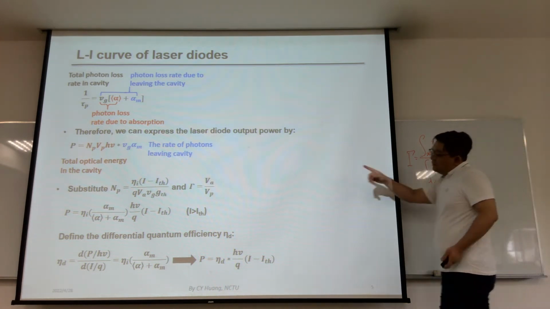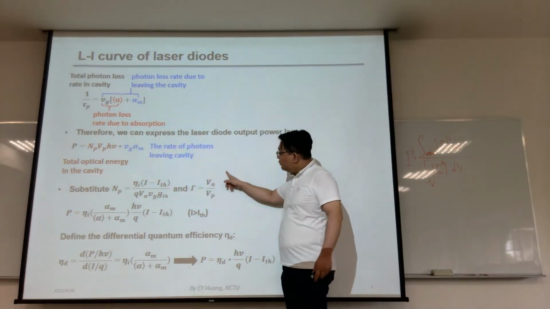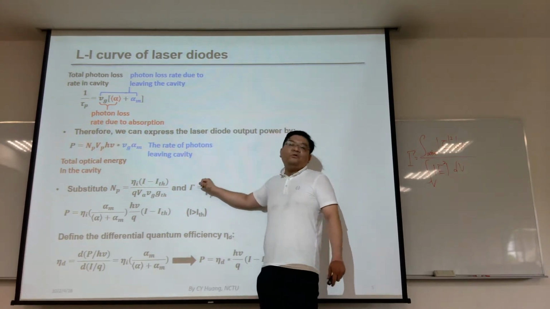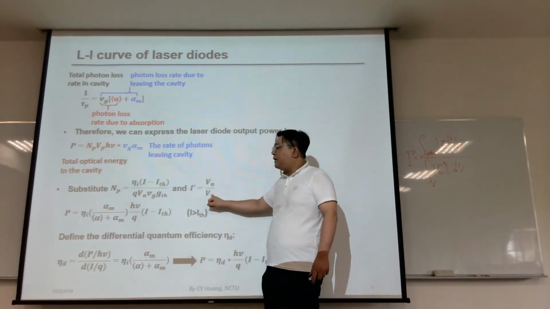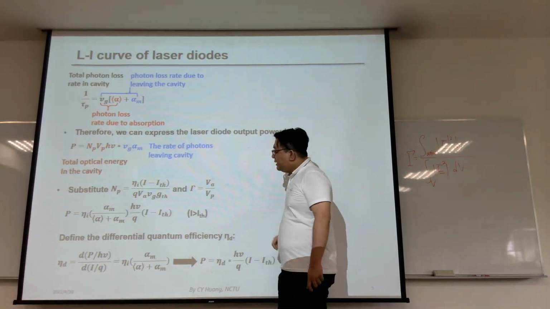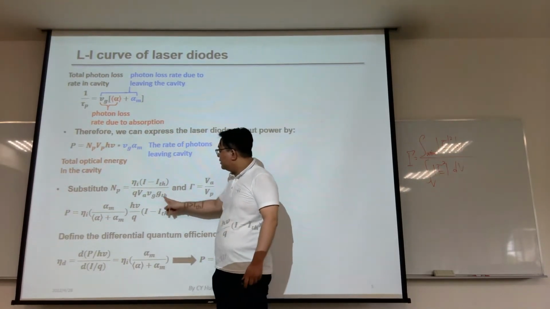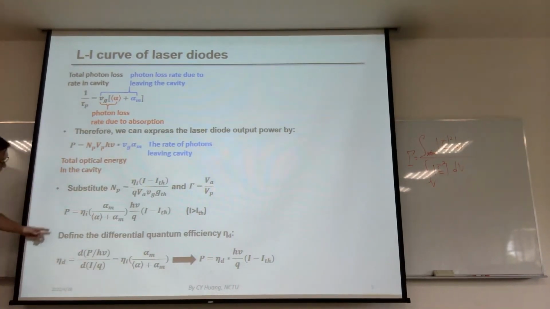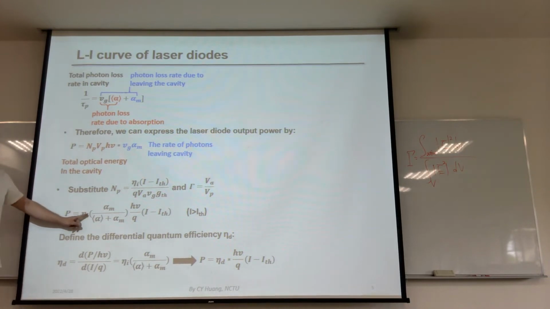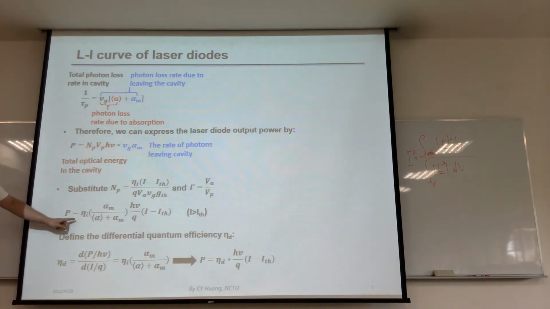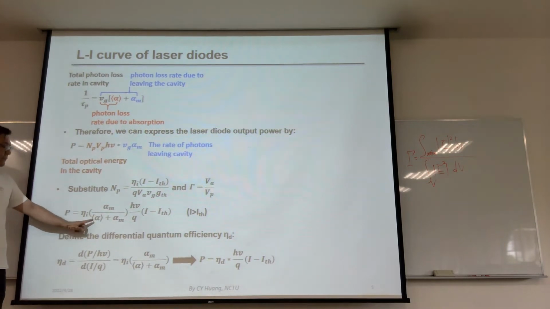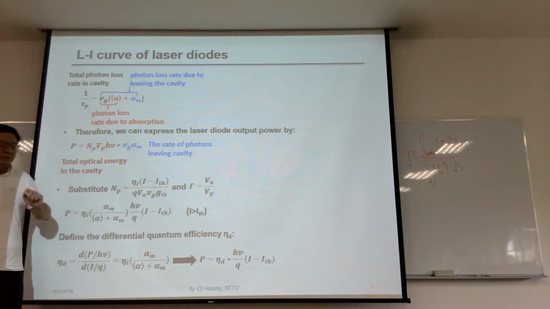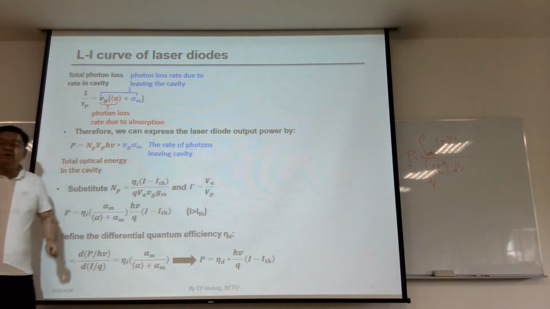So the numerator is the volume in the active region, and this is the volume of the whole cavity. Okay, so you can replace gamma inside there. Then the output power is simplified as P equals zeta I, the injection efficiency, times alpha n divided by alpha plus alpha n, times h mu over Q, times I minus ITH.